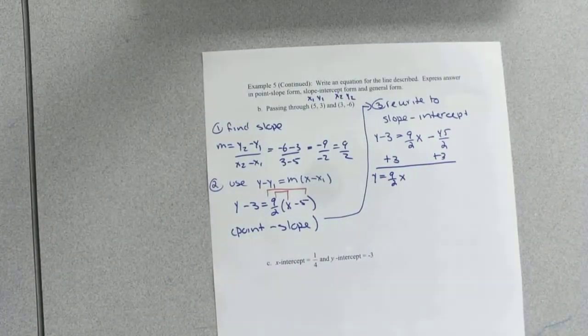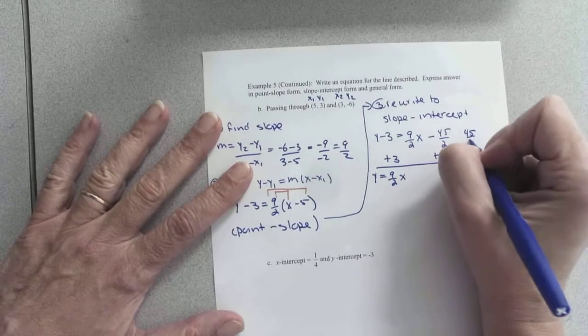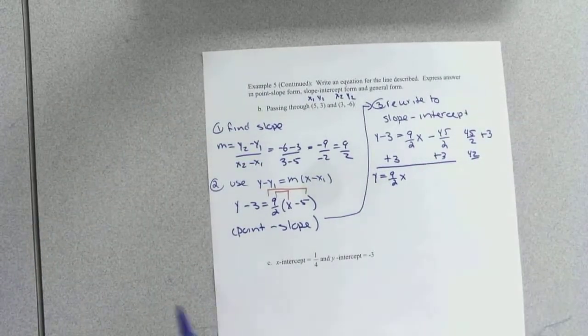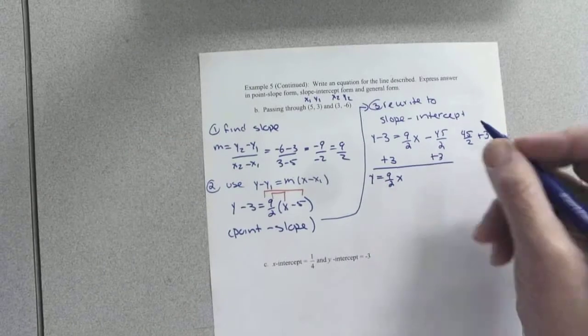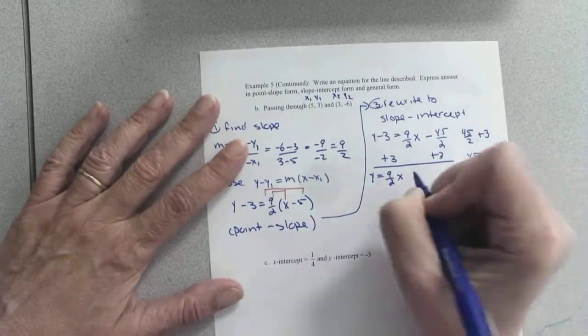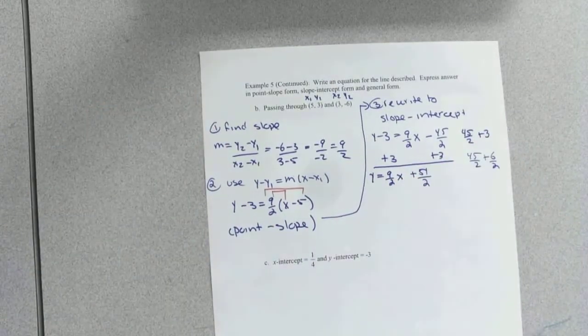I don't know why I keep saying negative. Y equals 9/2 x. And then doing this arithmetic, we'll do it over here. 45/2 plus 3. That's 45/2 plus 6/2 for 51/2. And there's slope intercept.